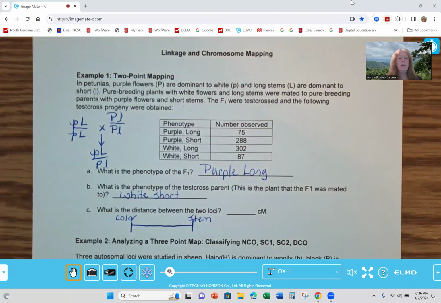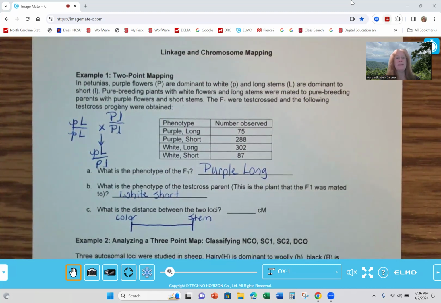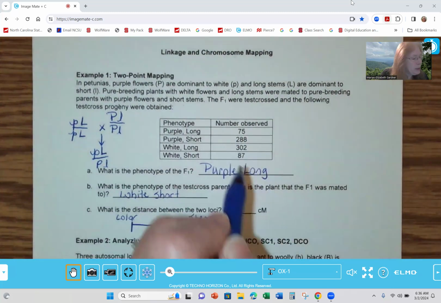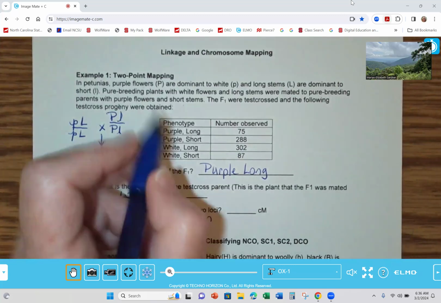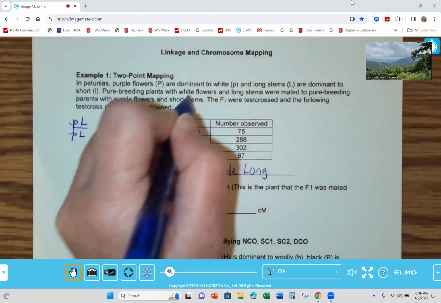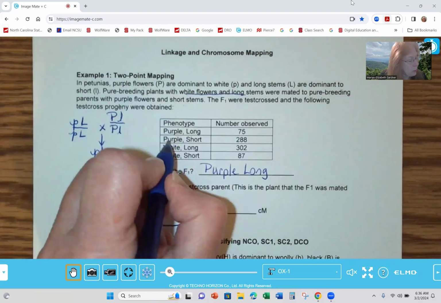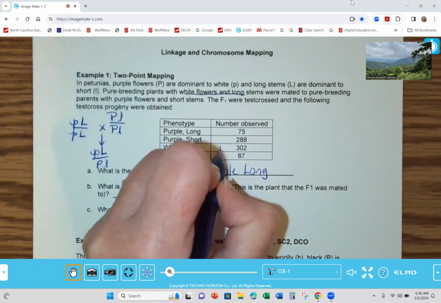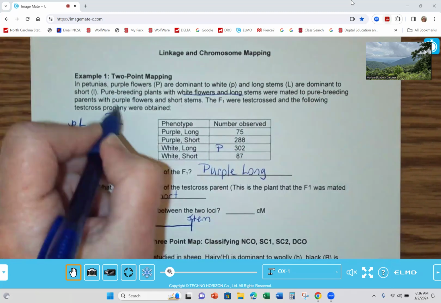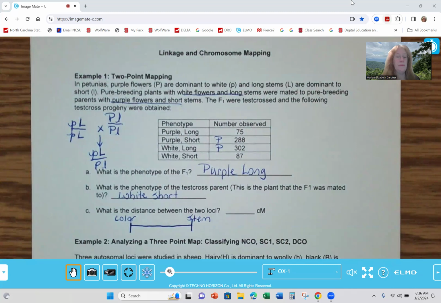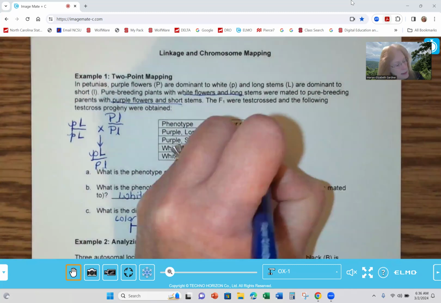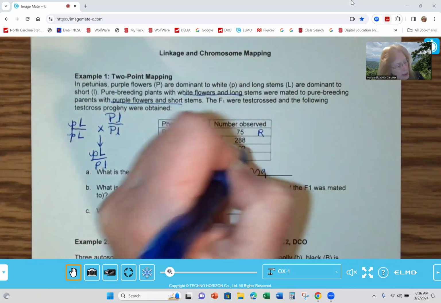In order to determine the map distance is the percent of recombinant progeny. So we want to look at which of these types are parental and which are recombinant. Our pure breeding parents were white and long, so white and long is parental. And the other one is purple short. So purple short is also parental. That means these last two must be the recombinant.